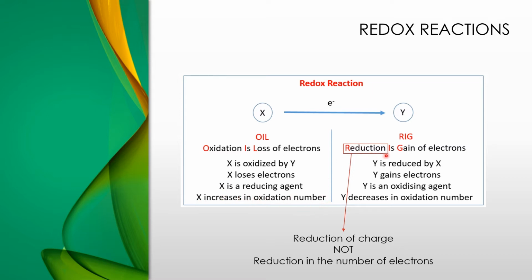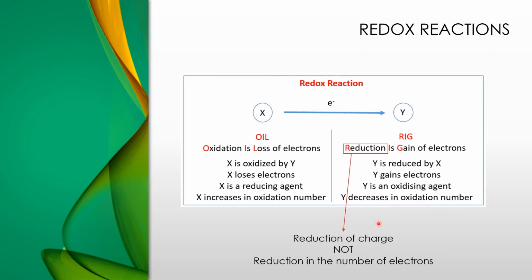And for reduction, we have a gain of electrons. In this case, Y is reduced by X. Y gains electrons in this one, and Y is an oxidizing agent, which means that it can cause oxidation in another substance. Also, Y decreases in oxidation number in this example, but again, we'll talk about oxidation number in the next slide.